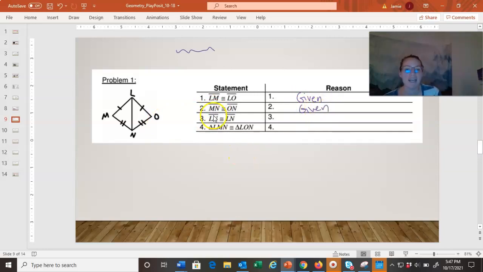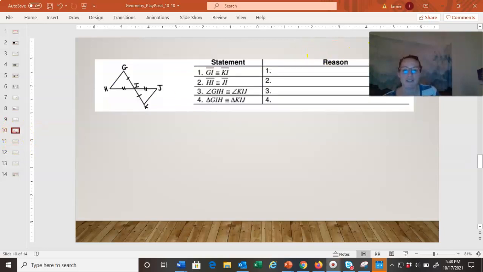Next statement, LN is congruent to LN. Hopefully you're seeing a theme here. We're going to see this a lot. And that's the reflexive property, right? That side that they share. And then why are the triangles congruent? Because of the SSS postulate or theorem. Side, side, side. It just kind of jumps out at you, especially if you label it.